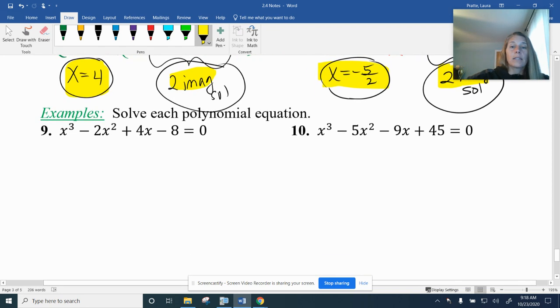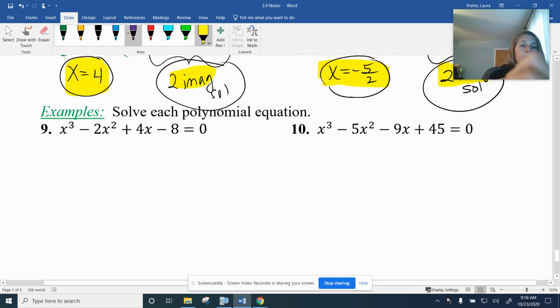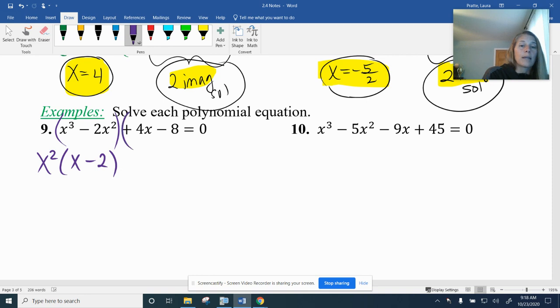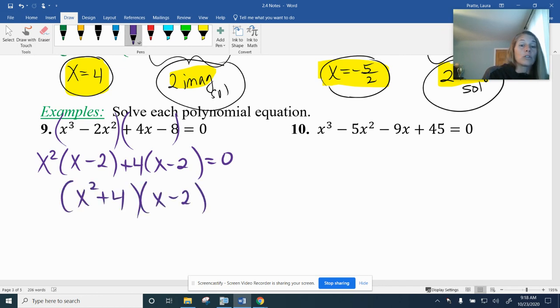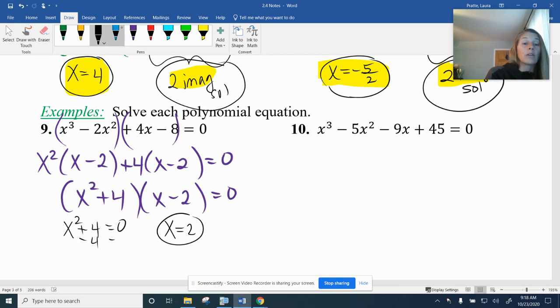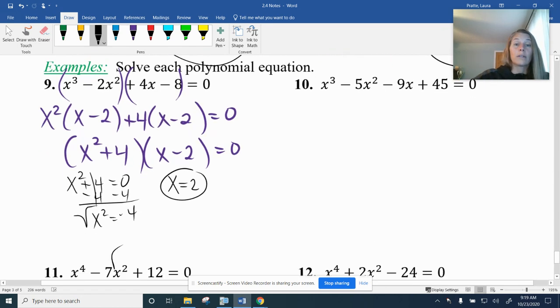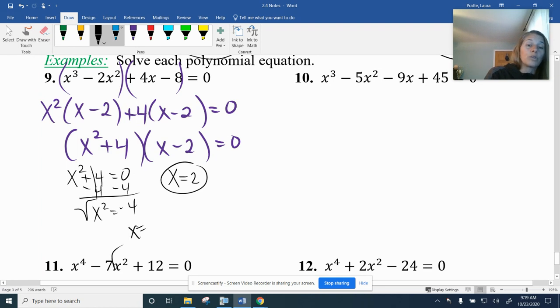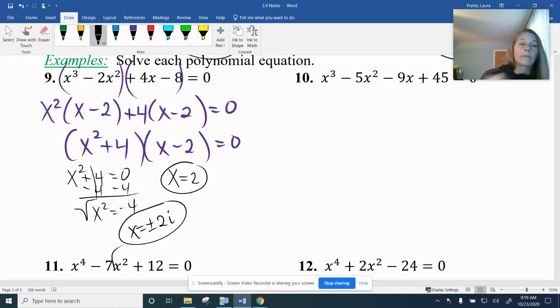All right, so last few here, we're solving with the grouping. So these first 2, taking out the x squared, I'm left with x minus 2. Second group, I'm taking out the 4, I'm left with x minus 2. X squared plus 4 is one factor, x minus 2 is the other. Now, of course, x minus 2, I can solve and get a real number solution there of positive 2. But since this is not the difference of 2 squares, it's the sum of 2 squares, if I go to solve this one, since it's not factorable, I end up getting two imaginary solutions, which would be positive or negative 2i.